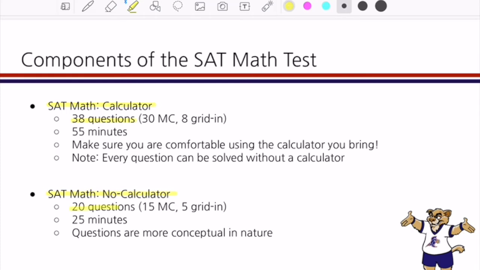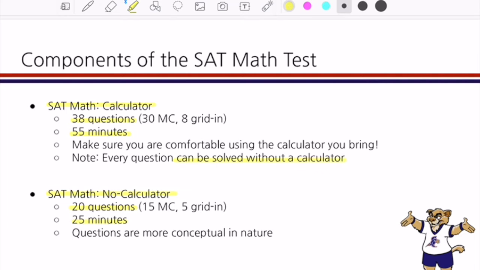The calculator portion of the test has 38 questions, and the not calculator portion of the test has 20 questions. The SAT is a timed test, and you have 55 minutes total to complete the calculator portion of the SAT math test, and then 25 minutes total to complete the not calculator portion of the SAT math test. Although the test is split up into calculator and no calculator sections, all of the questions on the calculator section can be solved without using a calculator.